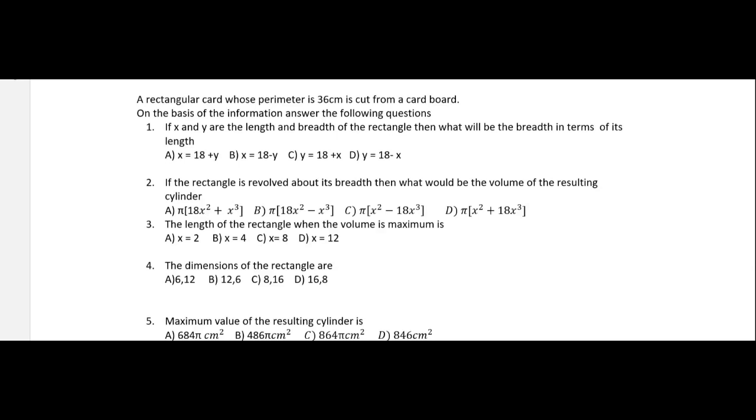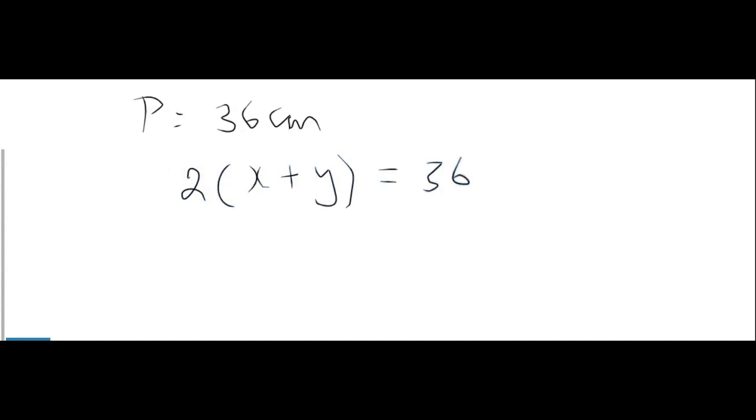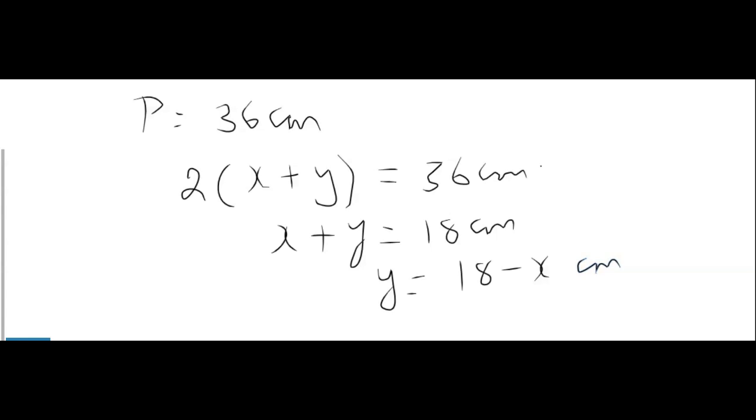Now let us quickly solve this. Given the perimeter is equal to 36 centimeters. Now we know the perimeter of the rectangle is 2 into x plus y, which is equal to 36 centimeters. From this we get x plus y is equal to 36 by 2, which is 18 centimeters. They have said x is the length and y is the breadth, and they are asking you to find out the breadth in terms of length. So y is equal to 18 minus x centimeters is the correct option.